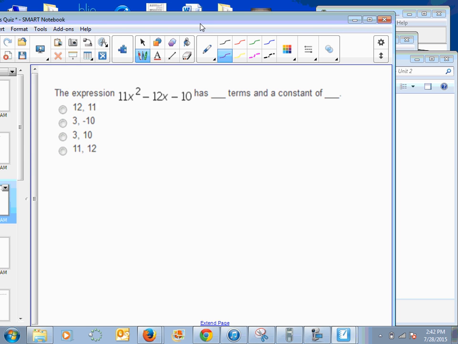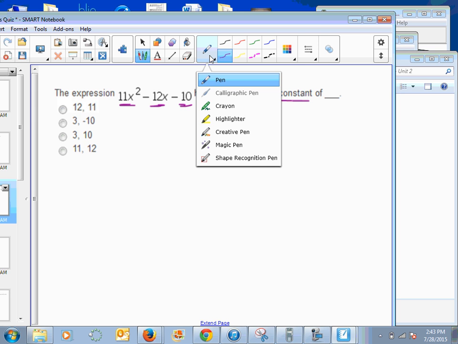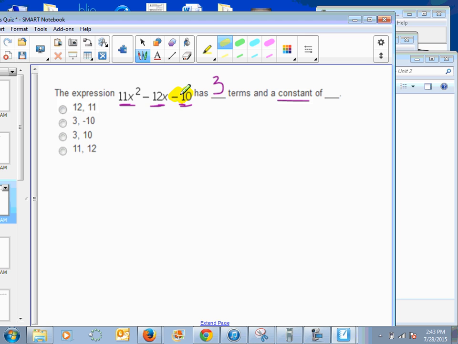Okay, stepping back just a little bit. This expression here, we think about, it has blank terms and a constant of blank. It has 1, 2, 3 terms. And the constant is just a number. It doesn't have a variable with it. Your constant here is located right here, but you have to make sure you take that sign with it. So it's got a constant of -10. Again, a constant is just whatever doesn't have a variable with it. So it's got three terms and a constant of -10.